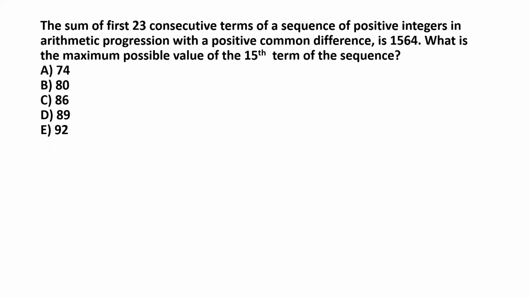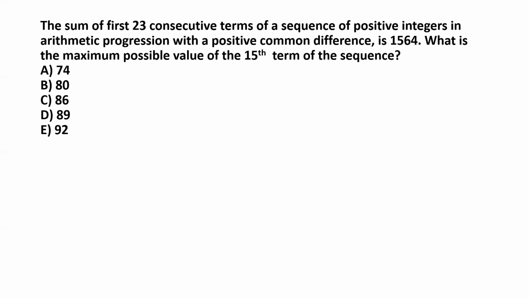The sum of the first 23 consecutive terms of a sequence of positive integers in arithmetic progression with a positive common difference is 1564. What is the maximum possible value of the 15th term of the sequence?